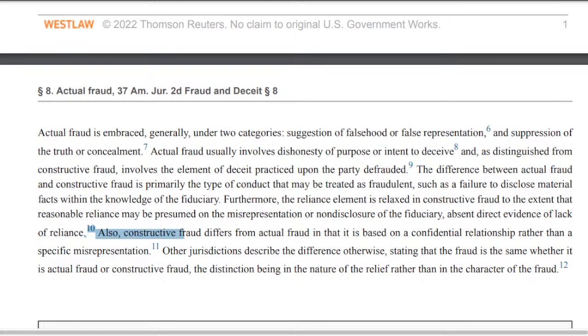Also, constructive fraud differs from actual fraud in that it is based on a confidential relationship rather than a specific misrepresentation. Constructive fraud from actual fraud: confidential relationship rather than specific misrepresentation. Other jurisdictions describe the difference otherwise, stating that the fraud is the same whether it is actual fraud or constructive fraud, the distinction being in the nature of the relief rather than the character of the fraud.